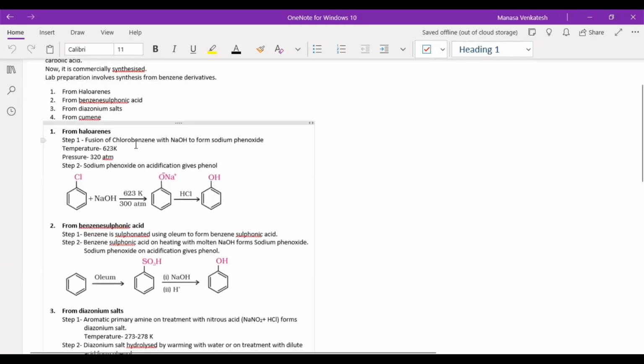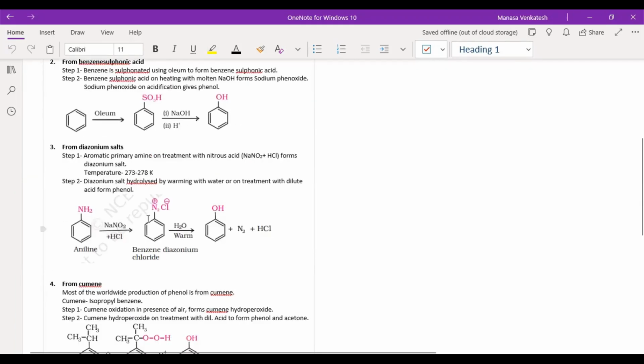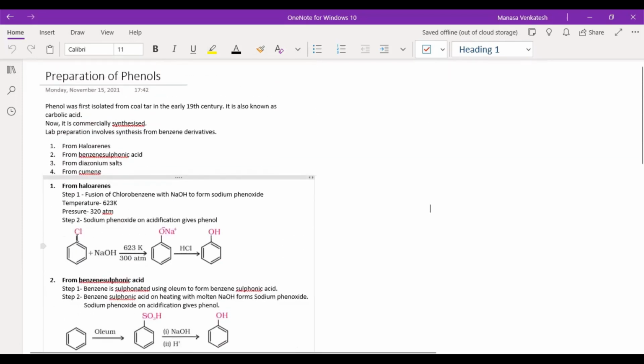So from haloarenes, you have 2 steps. All of these I've written in the form of 2 steps, so it's easier for you instead of just by-hearting the reaction. If you understand this as well, it will help you write the reactions on your own.